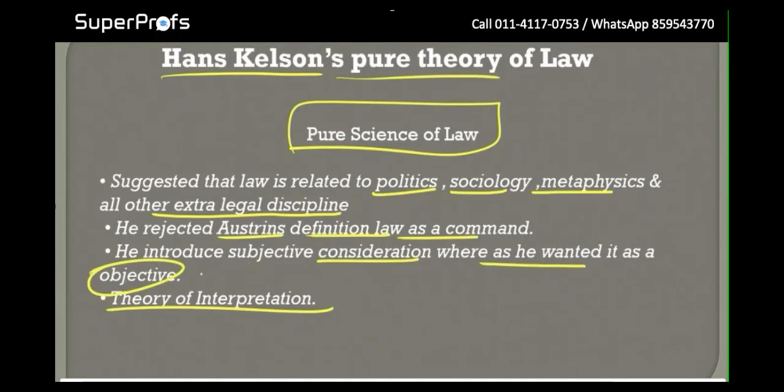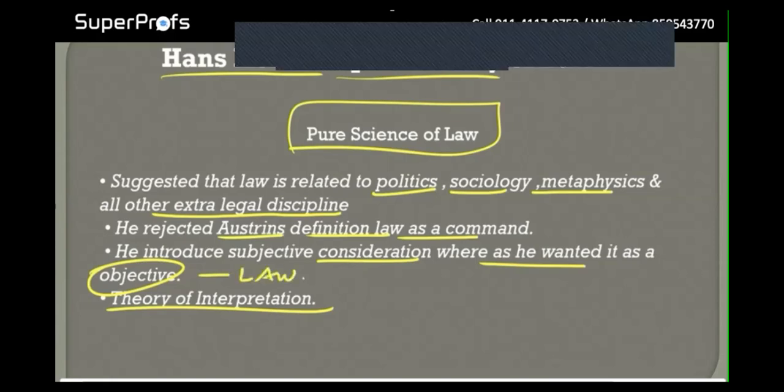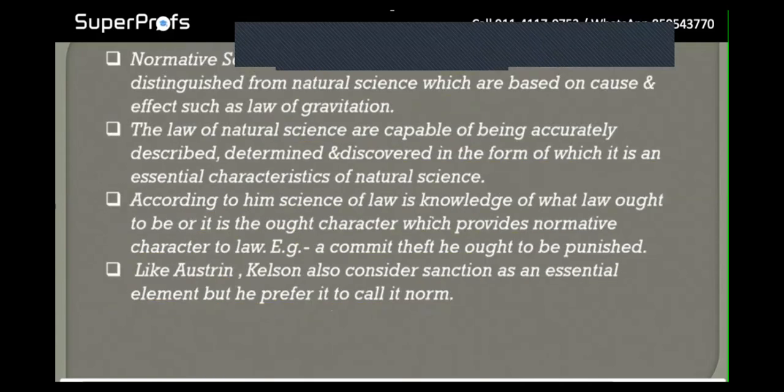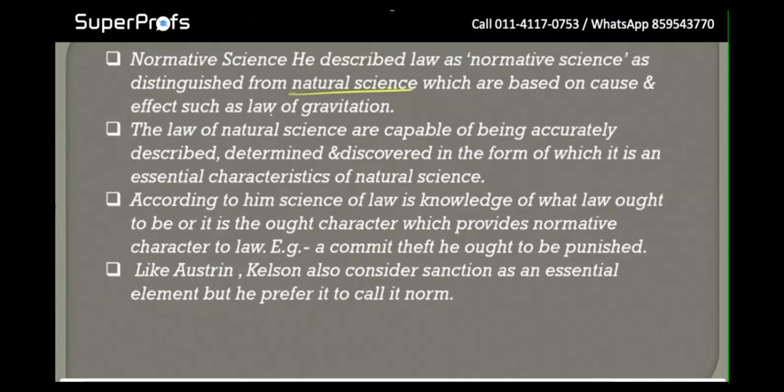So he always looked into the objective side of law and not just that law is a command, which was told by Austin. Normative science is what he has told. He described law as a normative science that is different from natural science. Please understand, natural sciences are based on things like the law of gravitation. So natural science is different, normative science is different. What is natural science? Gravity. Laws of natural science are capable of being accurately described, but we cannot describe the law accurately.